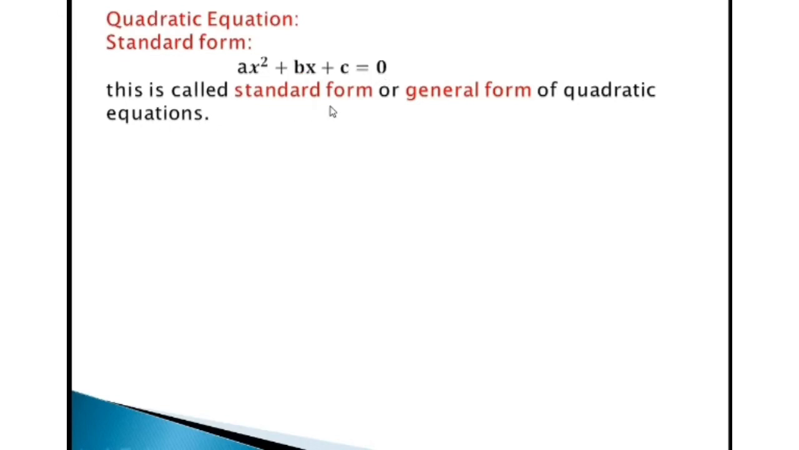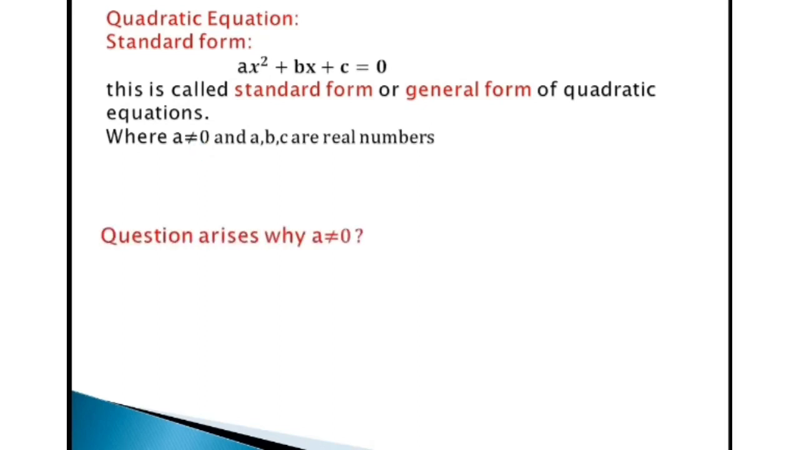This is called the standard form or general form of quadratic equations, where a is not equal to 0 and a, b, c are real numbers. When in the paper there is a question, define quadratic equation, then you must write its standard form and you must write a is not equal to 0.